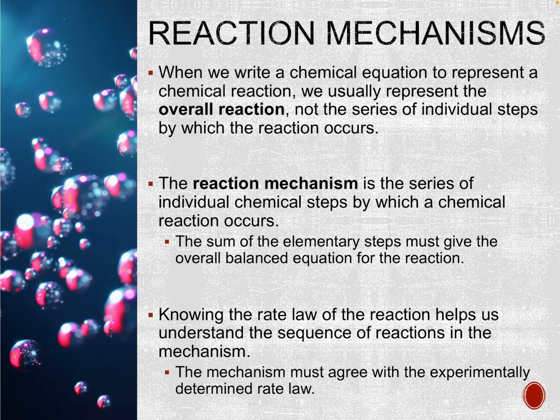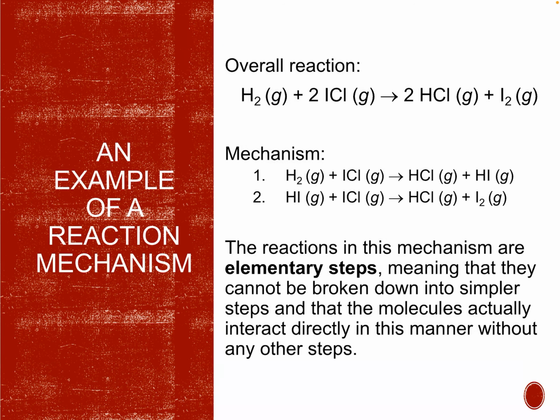If we know the rate law of the overall reaction, that can help us really understand the sequence of reactions in the mechanism, because the mechanism has to agree with the rate law. Okay, and this will make more sense after the next lecture. Okay, but the rate law is always going to be based on whichever elementary step happens the slowest. Okay, so looking at the rate law of the reaction can tell us a lot about the reaction itself in these elementary steps. So here's an example.